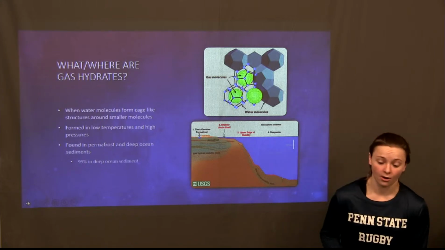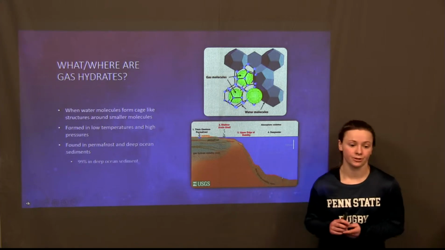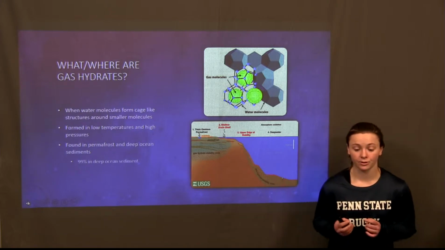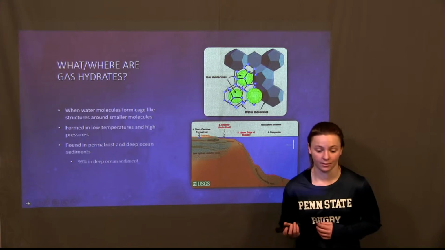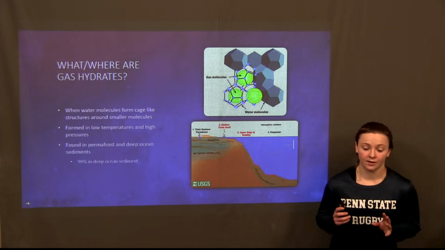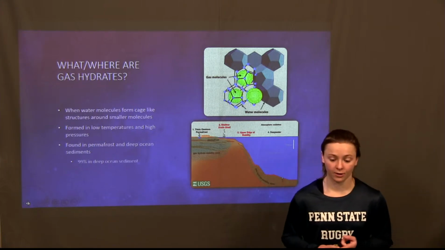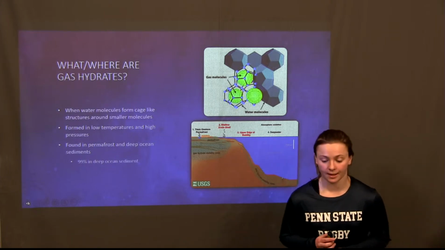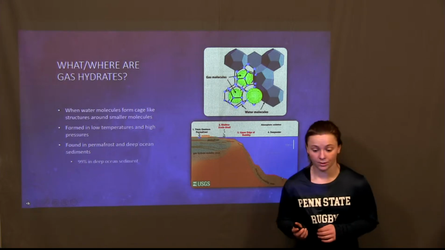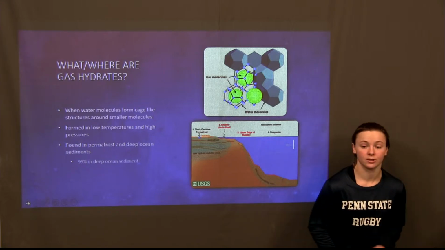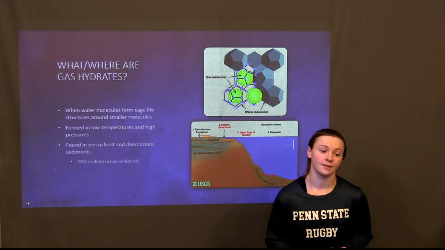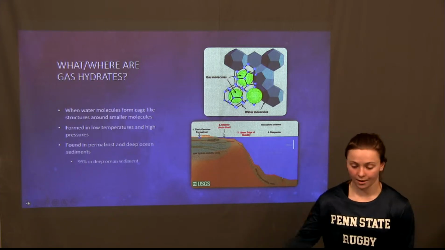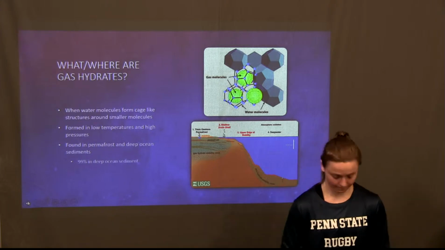Gas hydrates are also formed under lower temperature conditions, below 25 degrees C, and at higher pressures, usually above 1.5 megapascals. Methane hydrates have been most commonly found in the permafrost regions and in deep ocean sediments, with about 99% coming from the deep ocean sediments. Known locations of gas hydrates include the Gulf of Mexico and the South China Seas, with many other locations around the world.